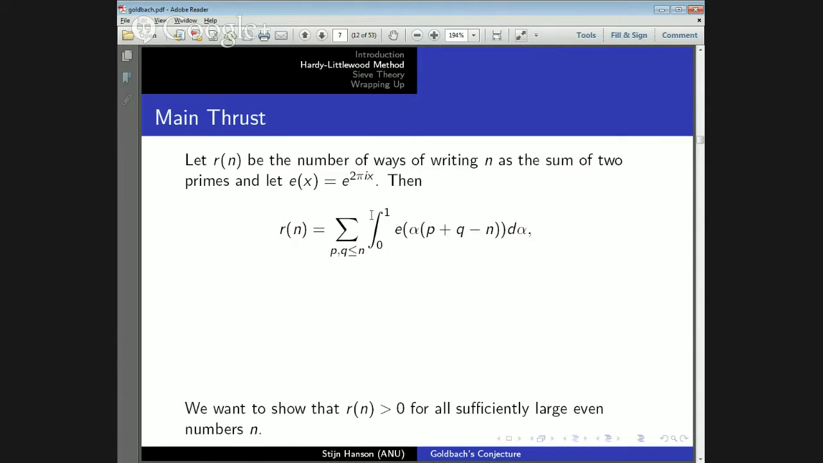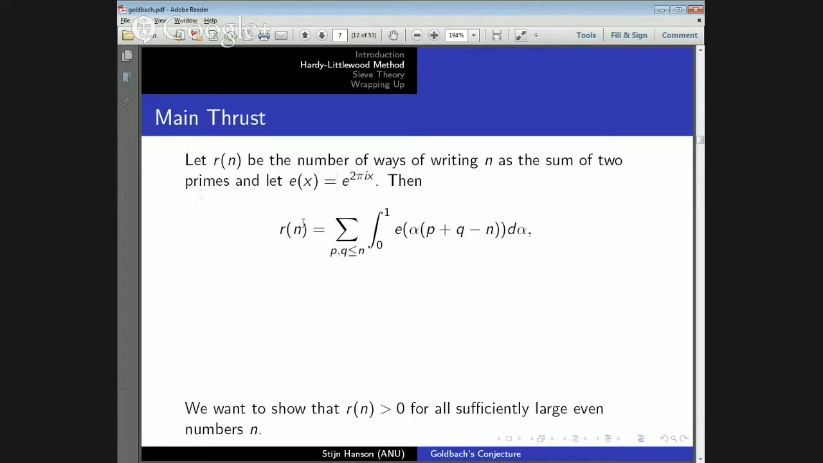Okay, so we're going to let R of n be the number of ways that we can write n as the sum of 2 prime numbers. So it's the number of representations of n as the sum of 2 primes. And notationally, we're going to let e of x be e to the 2 pi i x, where i is the imaginary unit and e is Euler's number that we've all come to know and love. And what we want to show is that the number of representations of n as the sum of 2 primes is positive whenever n is sufficiently large.